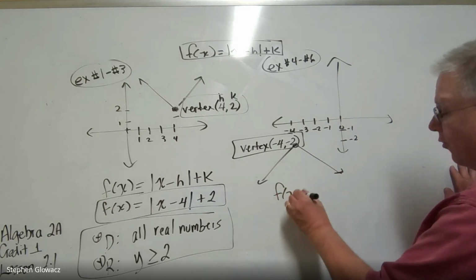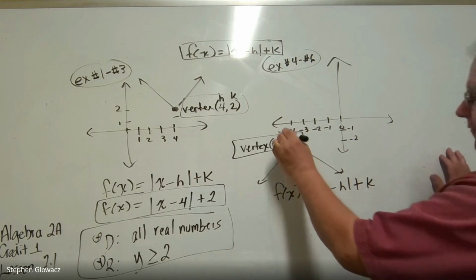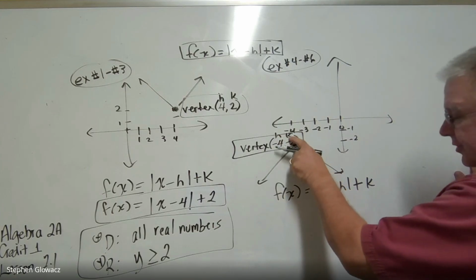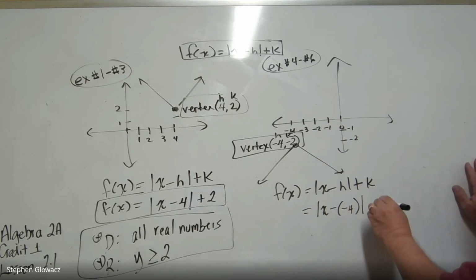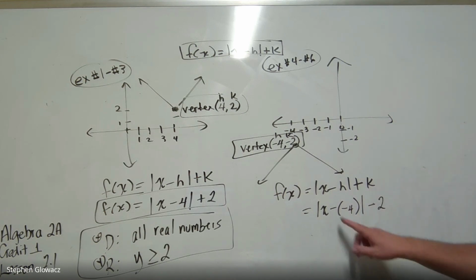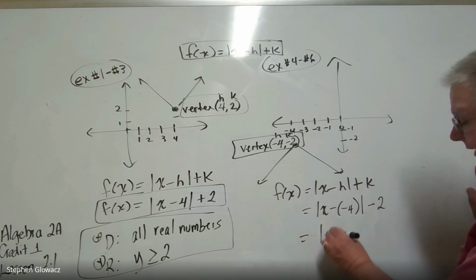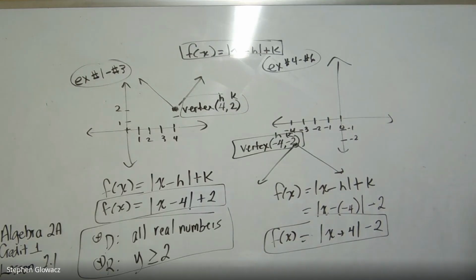Now, using the general form, let's go ahead and copy this down here. So now, remember, our vertex is our h and our k. The x-coordinate is your h, the y-coordinate is your k. So we have the absolute value of x minus a negative 4. And then k is a negative 2, so minus 2. Now, we can simplify this. Remember, minus a negative, that just is addition. So we have the absolute value of x plus 4 minus 2. And so that is our function for this graph here.